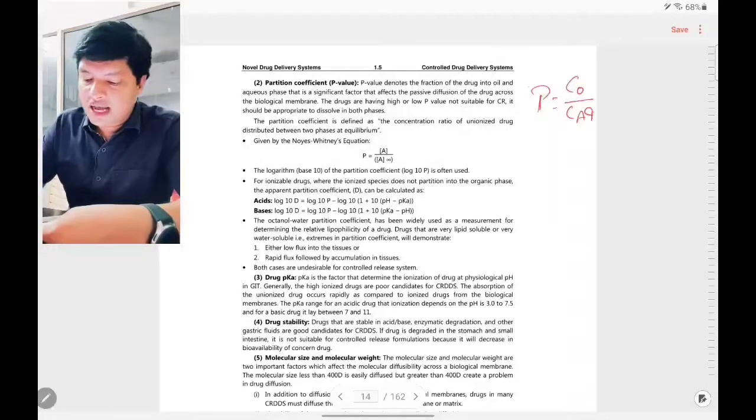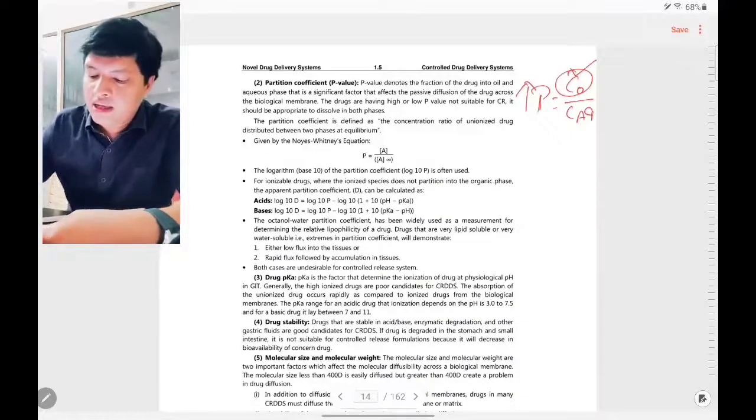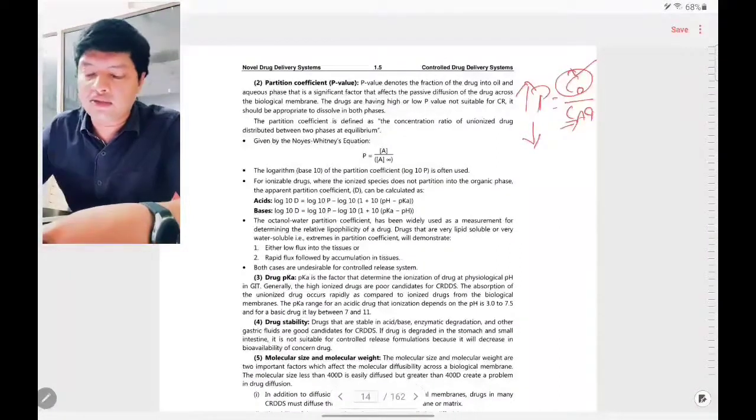If the partition coefficient is high, it indicates the drug is staying in the organic layer. More and more of the drug is staying in the organic layer. If the partition coefficient is low, it indicates more and more drug is staying in the aqueous layer.